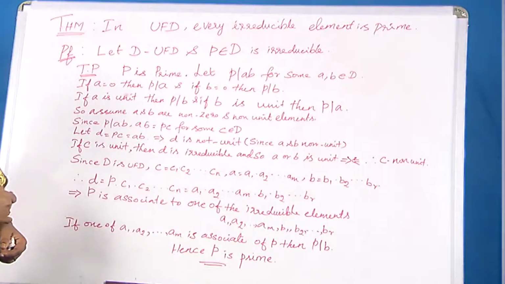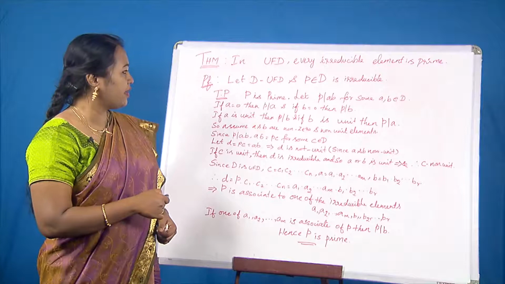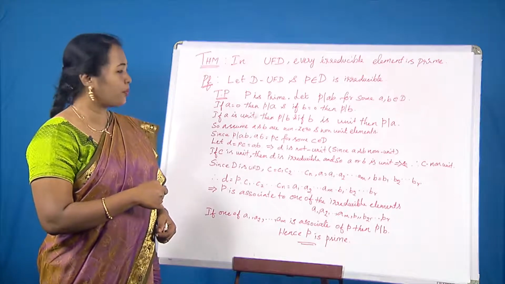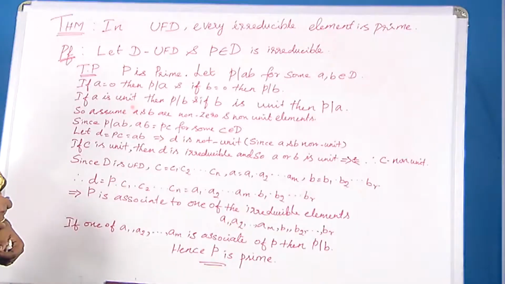Now, let us consider another case. Suppose a is a unit, then p divides b. If b is a unit, then p divides a. How is this possible? Because if a is a unit, then it has an inverse. So, when p divides ab, then a can be written as a product of itself and its inverse, and in that case they get cancelled and you are left with only b, and therefore p will divide b, because if p divides ab, then p should divide either a or b.